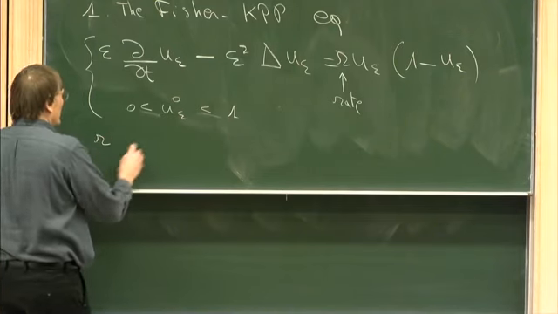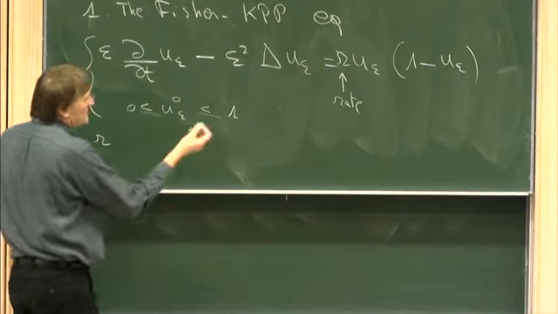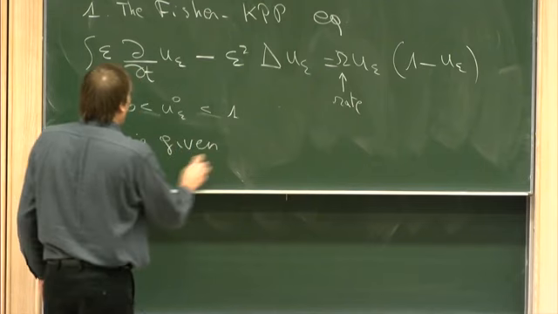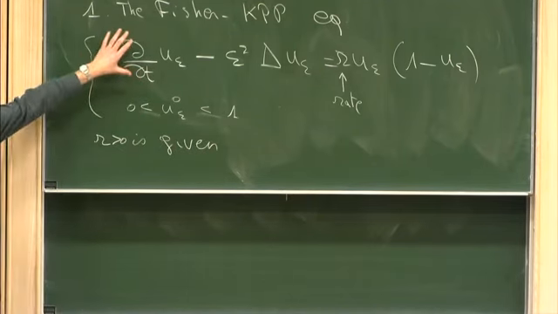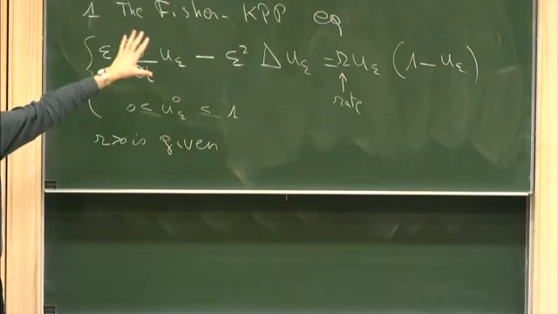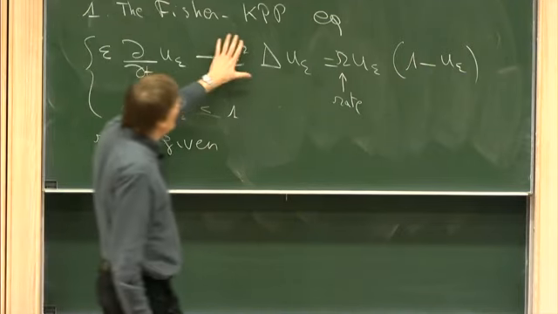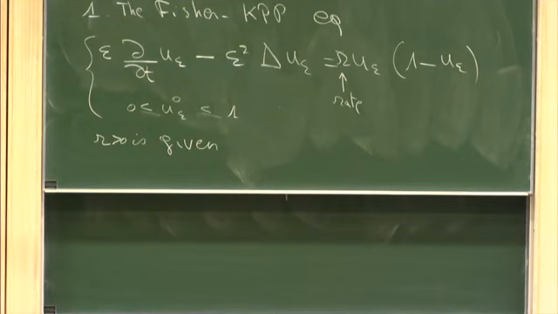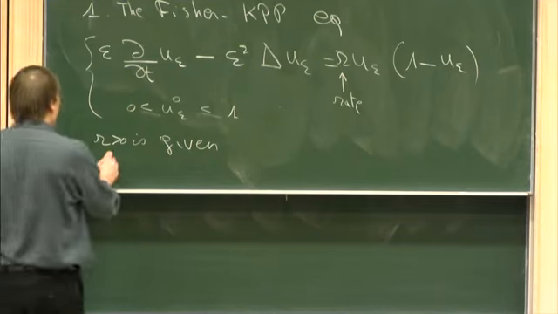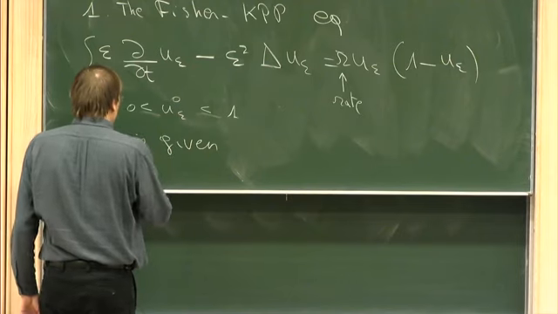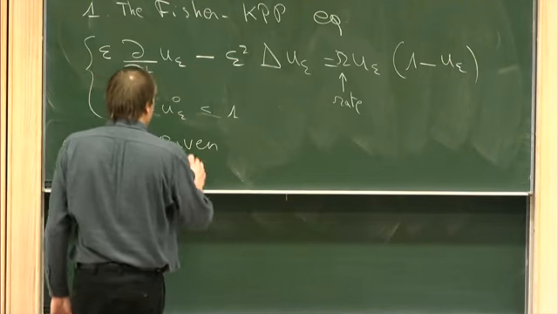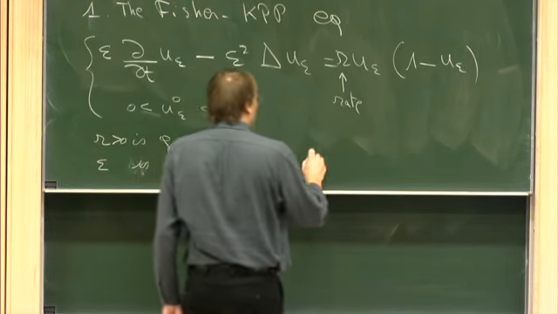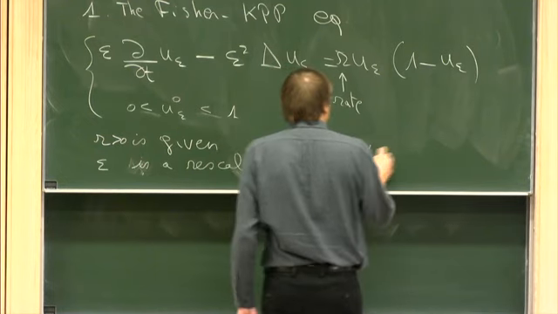So r is a constant, which can depend on x, by the way, and is given. And epsilon is simply a parameter you introduce by rescaling space and time. You see that if you take epsilon equal 1 and you decide on new scales in time and space, you can always generate this epsilon. So epsilon is a rescaling in time and space.